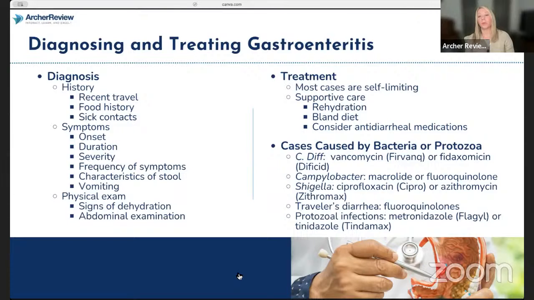Think rehydration with oral electrolyte fluids like Pedialyte, and a bland diet like the BRAT diet: bananas, rice, applesauce, toast, really any bland food the patient feels like they can keep down. And then for patients with severe diarrhea, maybe some anti-diarrheal medications. For bacterial or protozoal cases, we'll treat with antibiotics. For C. diff, vancomycin. For Campylobacter, macrolides or fluoroquinolones. Shigella will be treated with ciprofloxacin. Traveler's diarrhea with fluoroquinolones. And protozoal infections with Flagyl or tinidazole.